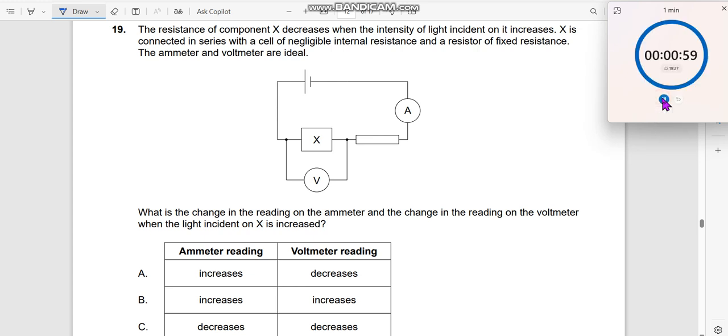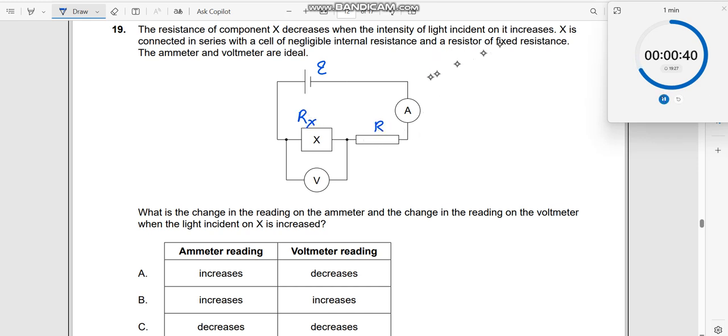Question number 19. The resistance of the component X decreases when the intensity of the light increases. Okay, first let us label the parts. It may take some time, but let us do it first. Let me call this potential difference, that is the EMF of the battery, as E, and this as X. Instead of X, I will call this Rx, and this I will call R0 here.